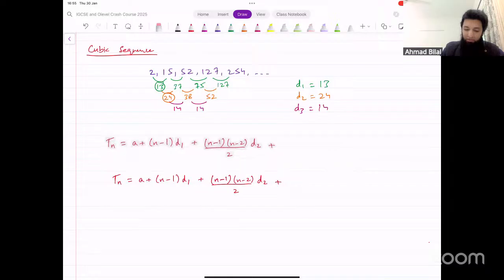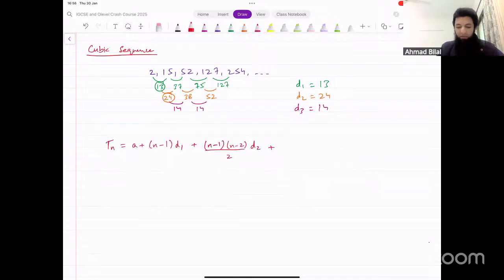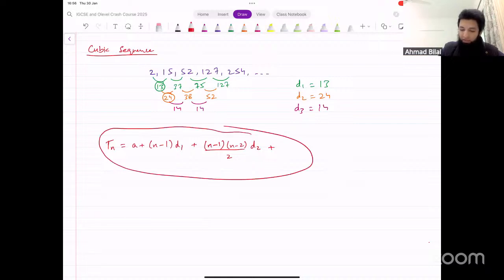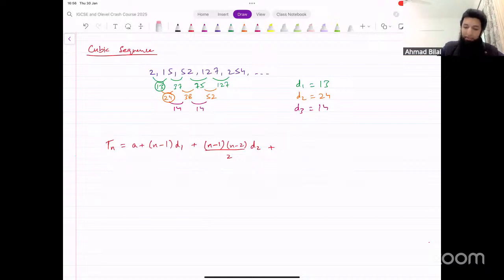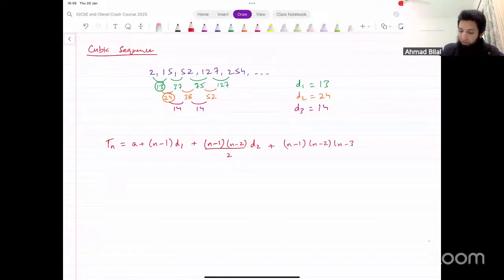Given these values, we can find the nth term of a cubic sequence like this if we ever had to. Again, as I said, you won't find this in past papers yet, but the syllabus says you should know this. So n minus 1 times n minus 2, d2 over 2. This is what this quadratic formula looked like. We will add to it on the same pattern another term, and that will look like this: n minus 1 into n minus 2 into n minus 3 divided by, instead of 2, we've got 6 here, times d3.